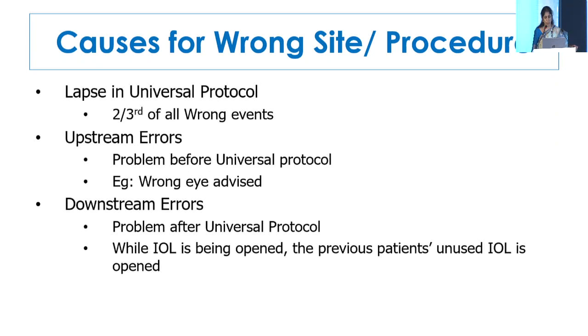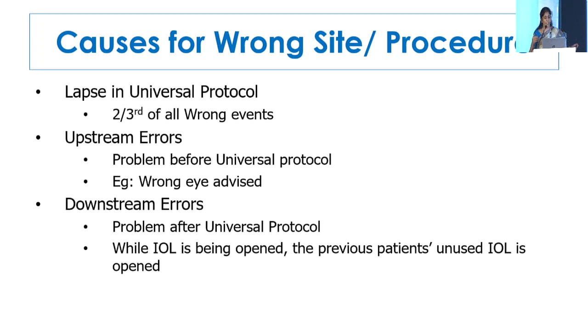So what is the cause of wrong site procedure? Like I said, most of the errors happen because the universal protocol has not been adhered to. That is, we have not checked before doing the surgery on the correct site. We also have something called upstream errors or downstream errors. Upstream is something which happens before you've administered the universal protocol. For example, if the doctor has advised the wrong eye surgery, there is no way, even if you adhere to the checklist, you will be able to identify it.